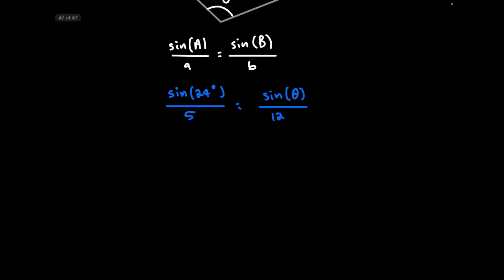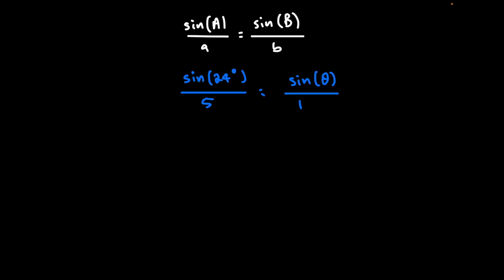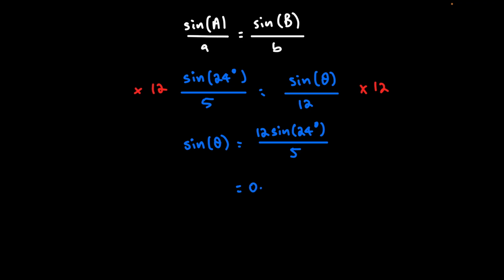And now when we try to solve this equation, we can just rearrange for sine theta. So sine theta, if we want to rearrange it, we can just times both sides by 12. And what we end up with is that sine of theta equals 12 times the sine of 24 degrees divided by 5. And this is equal to 0.976, but we're interested in theta, not the sine of theta. So let us just take the sine inverse of both sides.